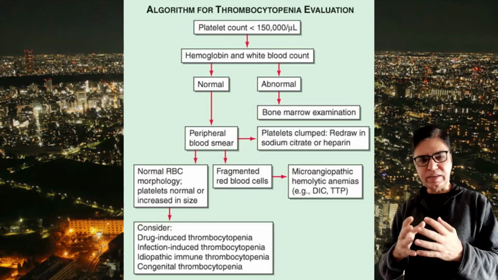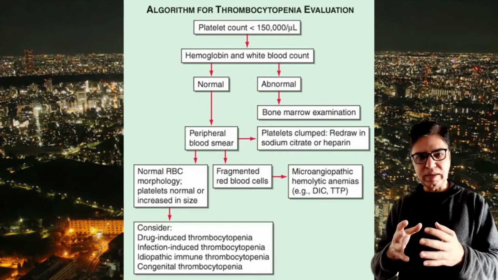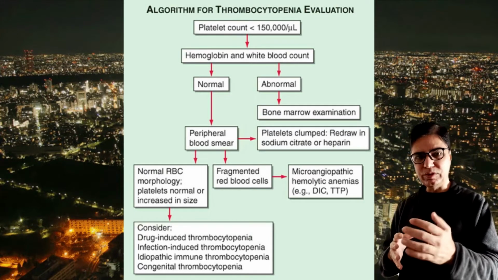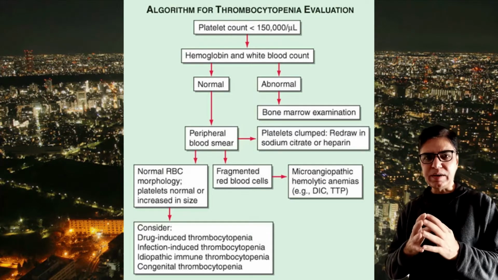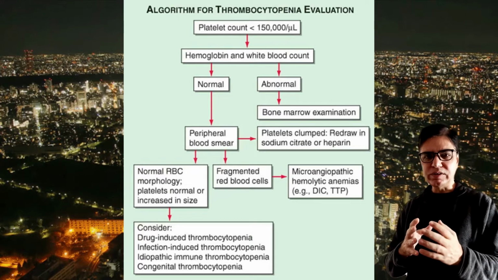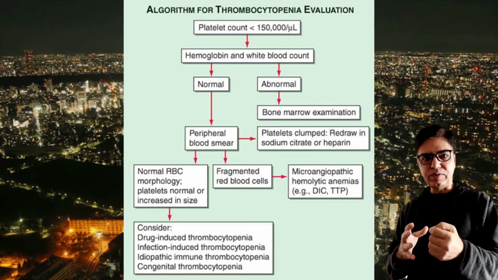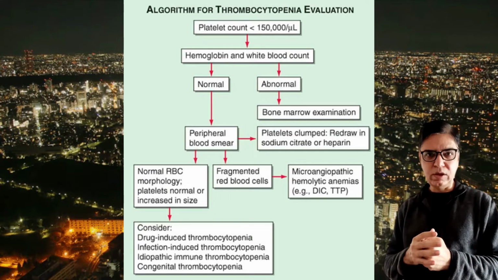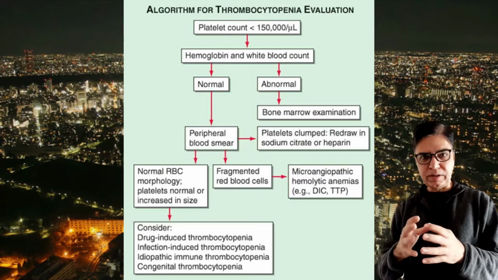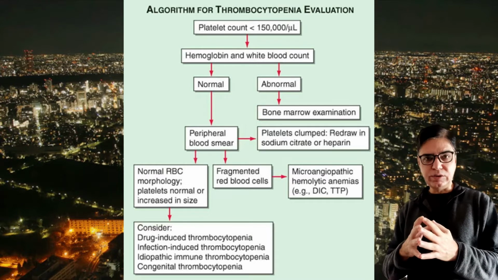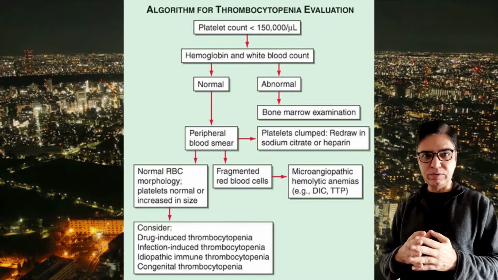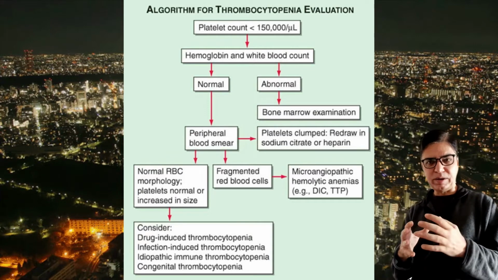Now, let's say these two parameters, the hemoglobin and the white blood cell count, are normal. How would you further proceed? In that case, it is very important that the hematologist prepares a peripheral blood smear and examines it under the microscope. If the pathologist has prepared that, fine; if he hasn't, then you can request a blood smear on this patient to see what's going on. They would examine it under the microscope.